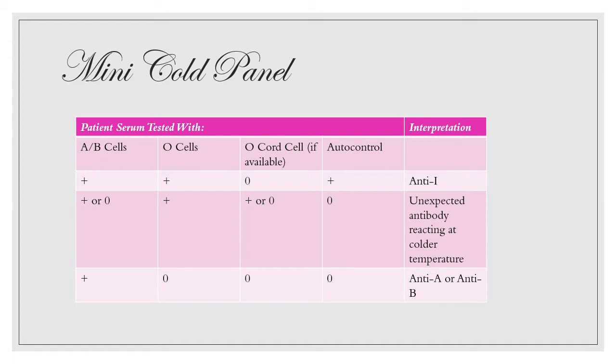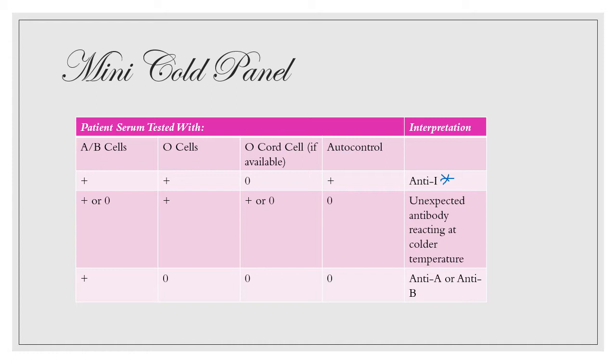If you test and you get positive in the A and B cells, positive in the O cells, negative with the cord blood, positive in the auto control, the patient is considered to have an anti-I. Anti-I is an antibody that occurs, and it's a cold antibody. It's a common cold antibody. So it's good for you to know that from a historical standpoint.